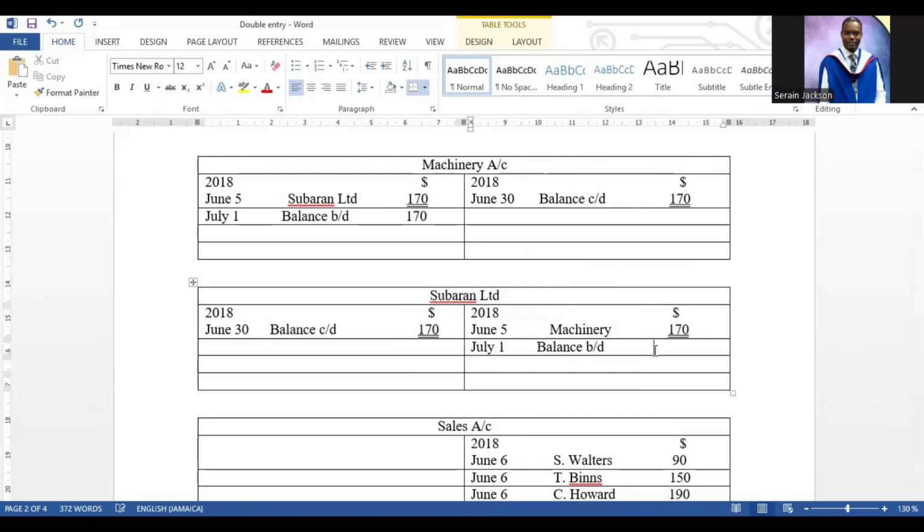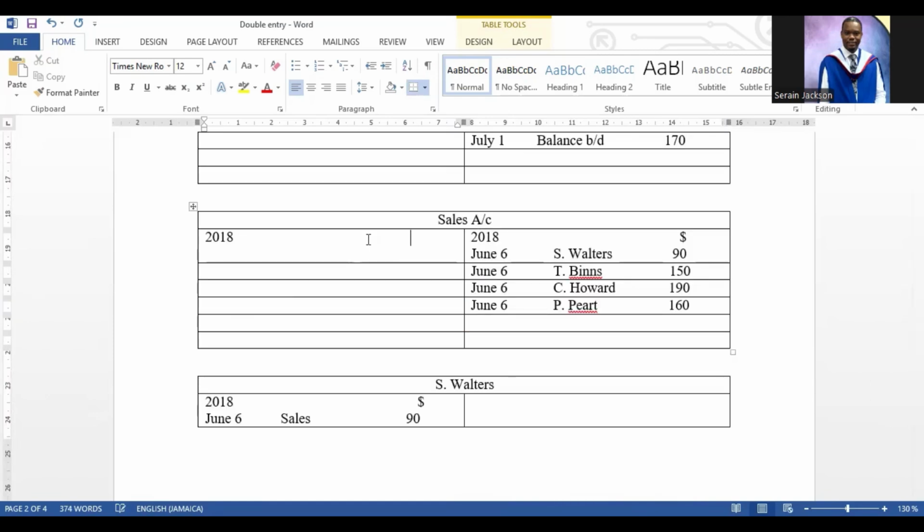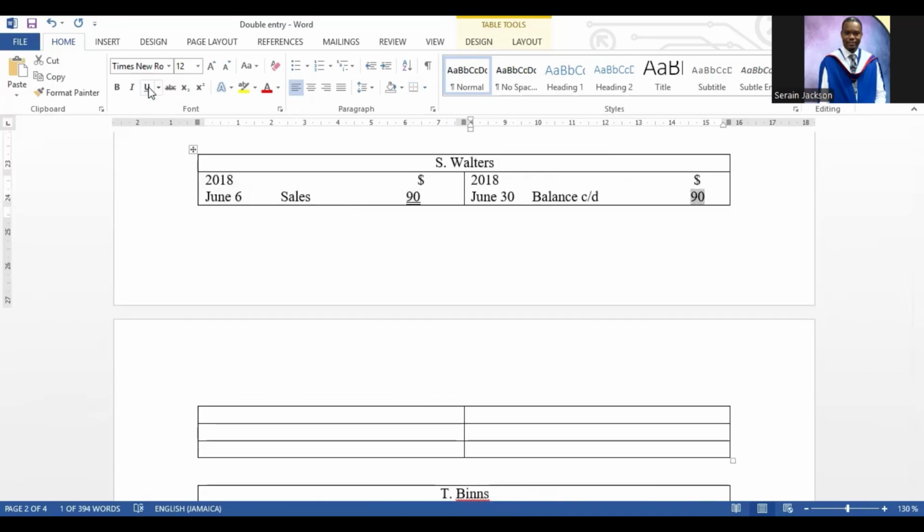For the sales account, as you will see in a moment, just like the purchases account, you balance it off in the same way. However, a lot of the information is on the credit side, and therefore the balance carried down will be on the debit side, which means the balance brought down is going to be on the credit side. The sales account is always credited. That is why you have that.